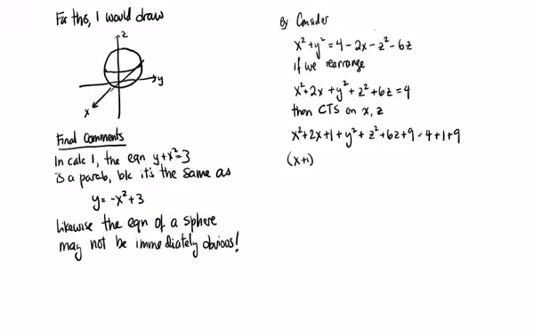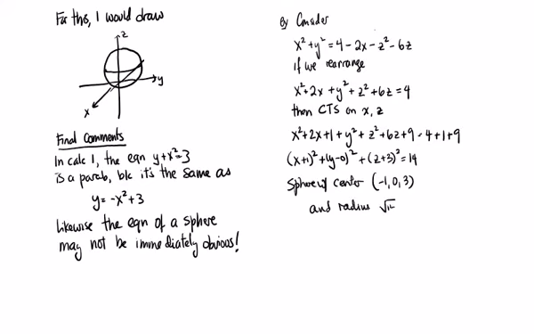This will be (x plus 1) squared. I'm going to write this as (y minus 0) squared, and (z plus 3) squared. You don't need the minus 0, of course, but it can help. And over here we have 14. So now we see this is a sphere with center (-1, 0, -3) and radius square root of 14, because the right-hand side is the square root of 14 squared.